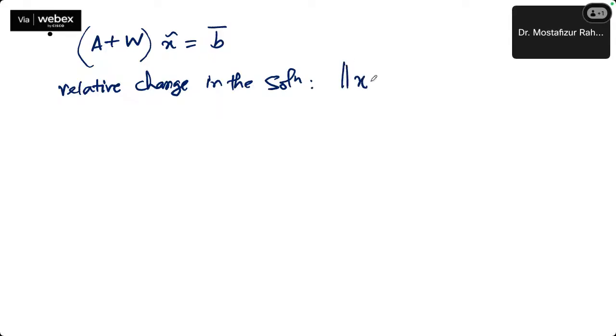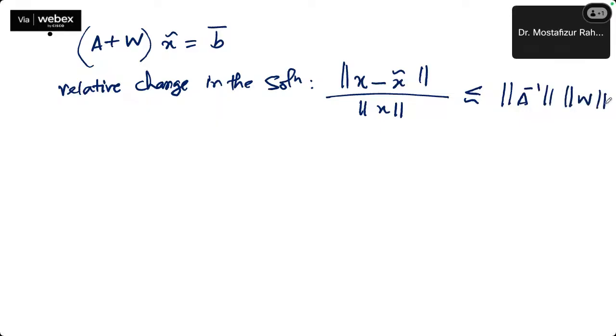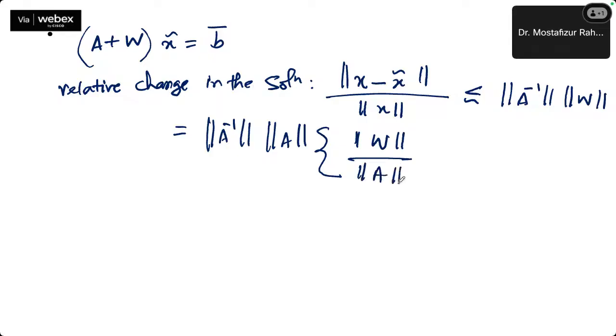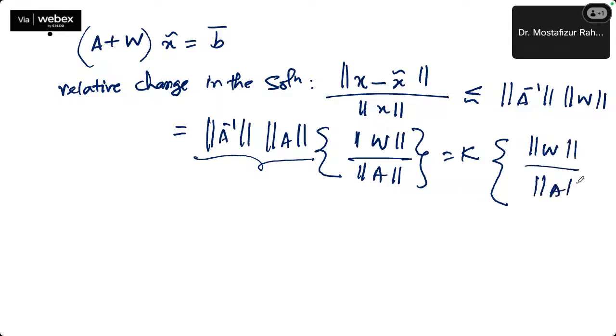Suppose X should be the solution, but there is a relative change, the norm of X minus X tilde by X with respect to the original, which is roughly approximately A inverse times W. And it equals A inverse times A times W. So what I have done, I just multiply with A and divide with A, and this is basically my condition number K times W by A.